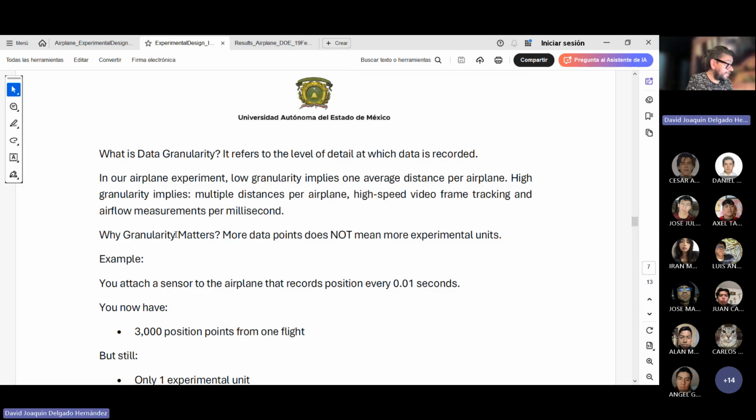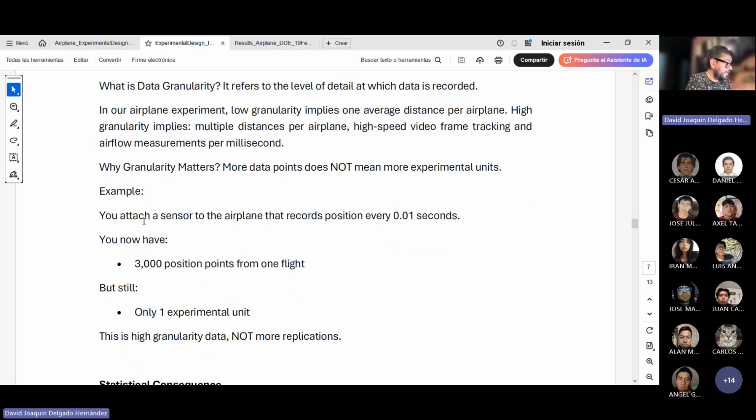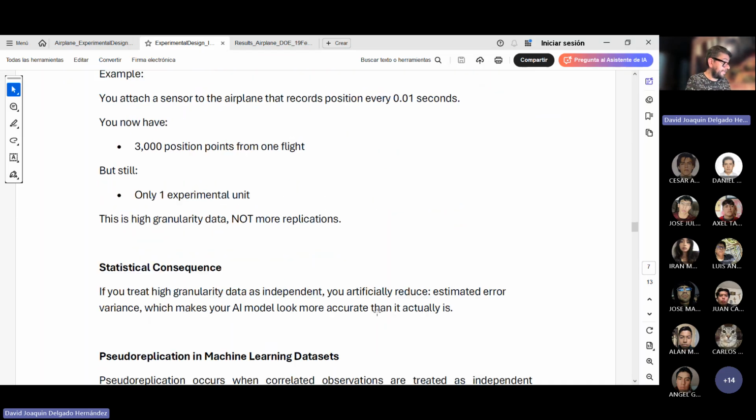Why does granularity matter? More data points doesn't mean more experimental units. For example, if you attach a sensor to the airplane that records position every 0.1 seconds, you have 3,000 position points from one flight, only one flight. But it is only one experimental unit again. So this is high granularity data, but not more replication. So be careful with that.